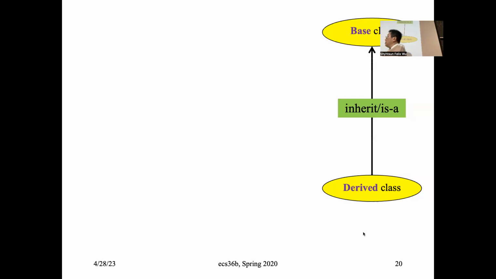Okay, so this is what we've been talking about so far. It's called single inheritance, meaning that it is a relationship where every derived class or child class has only one base or one parent. Okay, so the idea of a virtual function is this.